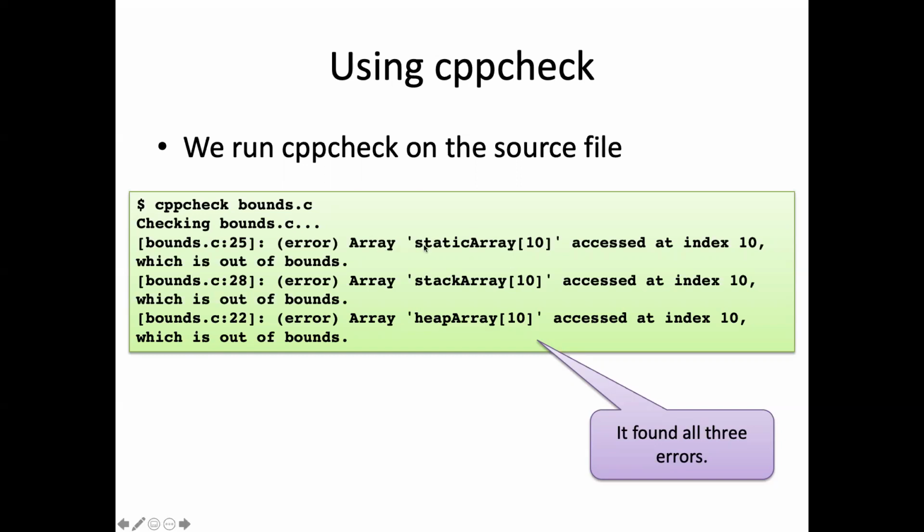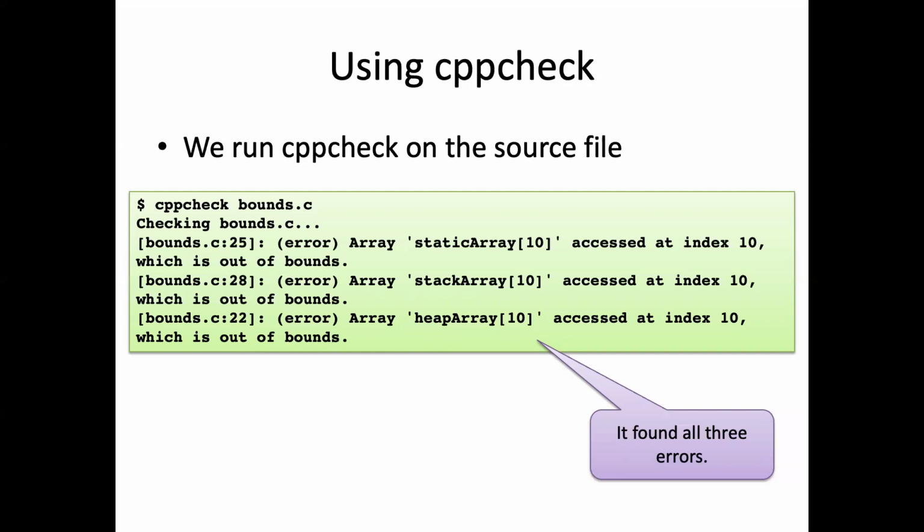It says you got a static array, and on line 25, you access it out of bounds. You've got a stack allocated array with 10 elements, and on line 28, you access it out of bounds. This is all the code inside those for loops. And even for the heap allocated one, you've got a heap allocated array with 10 elements, at least based on how you malloc it, and on line 22, you access it out of bounds. So at least for a simple program like this, I'm impressed that static analysis can catch all 3 of these errors without even running our program.